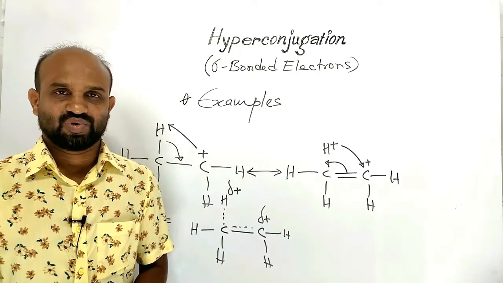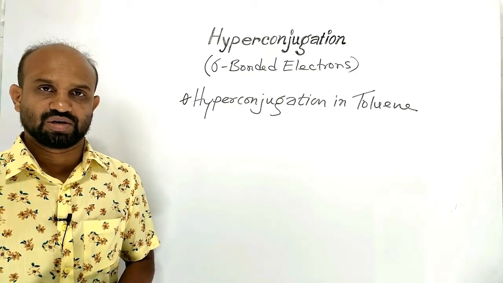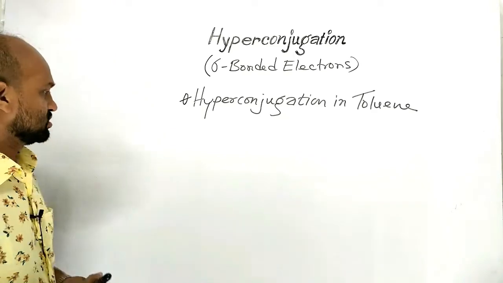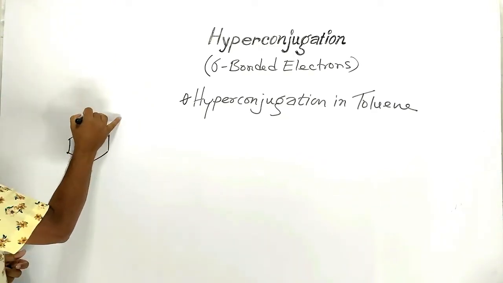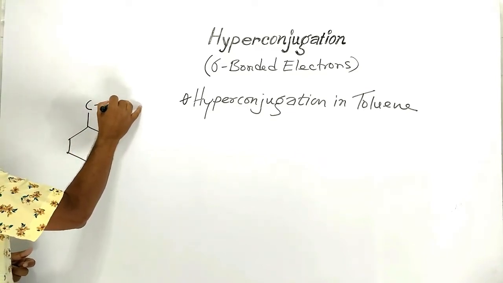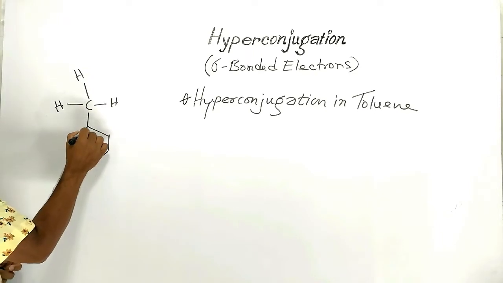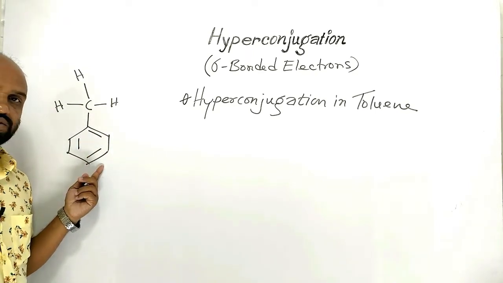Let's move on to the next point. Now the point is hyperconjugation in toluene. Let's write the formula of toluene first. This is toluene.